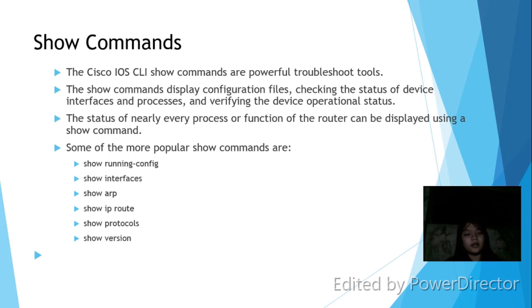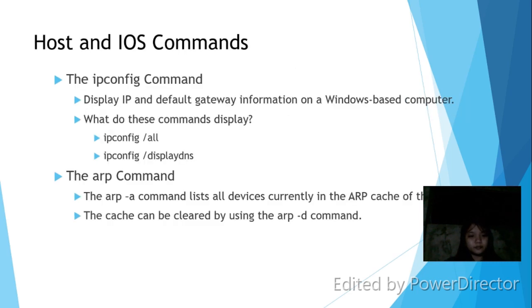Show running-config. When we are configuring, it is saved in the running config. So show running-config, show interfaces, show arp, show ip route, show protocols, and show version. Host and IOS commands. The ipconfig command displays IP and default gateway information on a Windows-based computer.